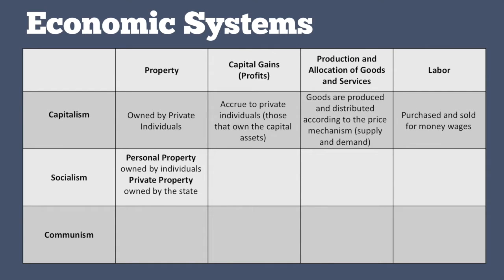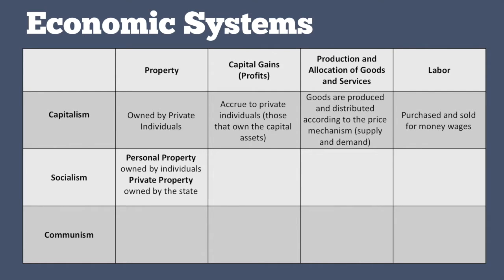In socialism, there are two types of property: personal property and private property. Personal property is owned by individuals, and this is non-capital assets. Private property, which are capital assets, is owned by the state. So if we're using our examples of property, things like a pencil and paper and your clothing and laptop and your television, things that are not capital assets, those are personal property under socialism. So you can own those things, but anything that can generate a profit is owned by the government, the quote-unquote state.